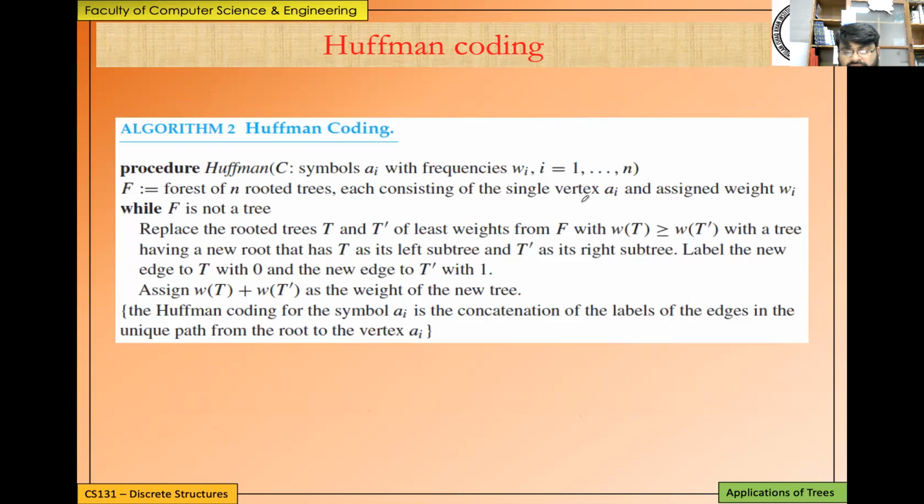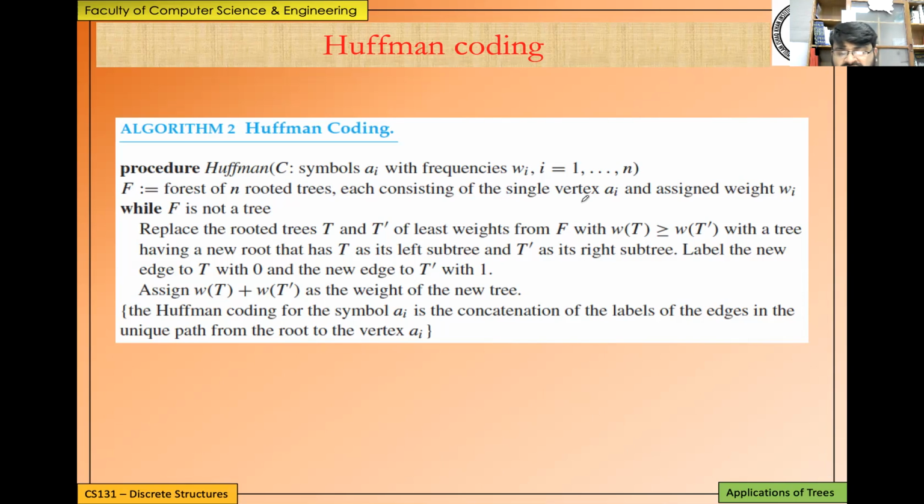Again, I might not go into detail here, but I can just go through it for you. We'll see how to apply this actually, and that is the more important fundamental part. The procedure is named Huffman. As input, it takes symbols a_i with their frequencies w_i, where i is equal to 1 to n. So it takes all the symbols from 1 to n, and it knows the frequencies of each particular symbol.